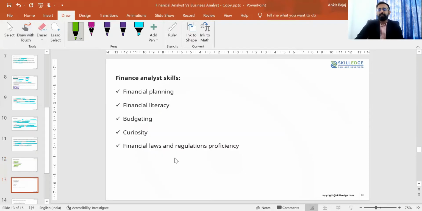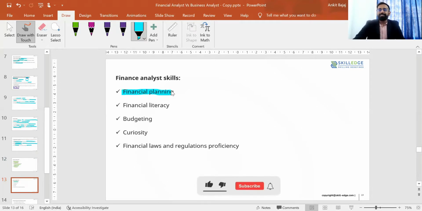Now, if I talk about financial analyst, what skills are required to become a good or a great financial analyst? So you should know financial planning. Your work is to suggest where your company should invest, right? You should know what is financial planning and how it actually works. You should have financial literacy, right? Financial literacy means you should be updated with several laws, right? SEBI laws, SARFAESI laws, Companies Act laws.